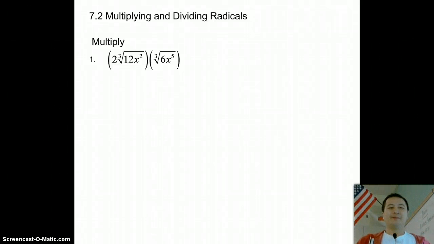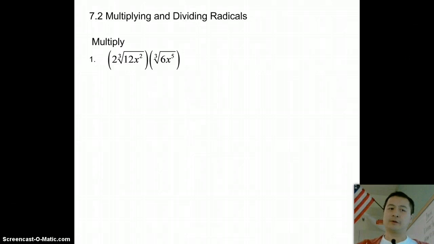So today we're going to learn how to multiply and divide radicals. Yesterday you learned how to simplify radicals, so hopefully you feel a little bit better from yesterday. We're going to do problems like this.